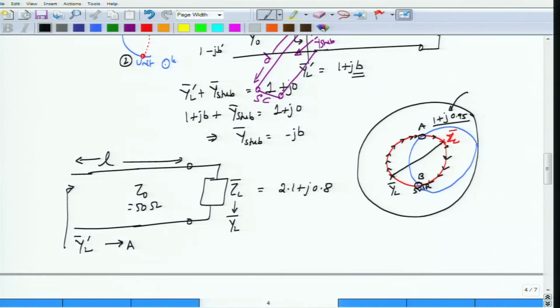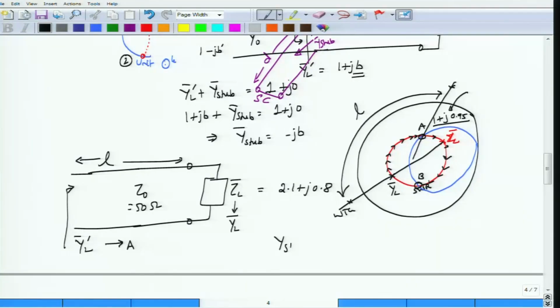And how much distance have you moved? You can easily find out. Extend this to the outer periphery and note down the WTG scale. On the WTG scale, note down the starting coordinates, and then from the center you go to point A and extend that. On the outer WTG scale you note down the difference, and this is the length along which you have moved in order to arrive at YL prime. At YL prime we have seen that the admittance is equal to 1 plus j0.95.